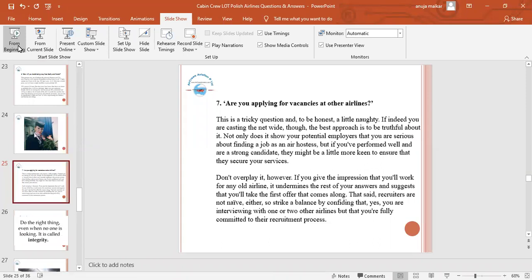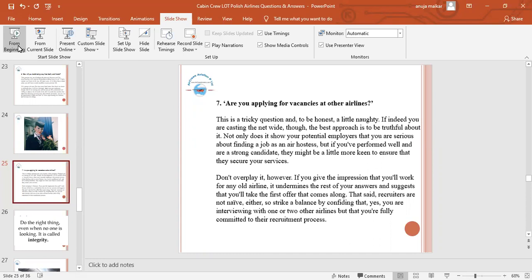Next interesting question is, are you applying for vacancies at other airlines? Now again, this question is very tricky, okay? But still you have to be honest and a little naughty, okay? If indeed you are casting the net wide, the best approach is to be truthful about it. So don't overplay, don't lie, but then you need to speak truth.